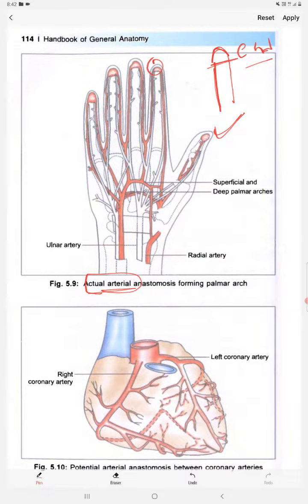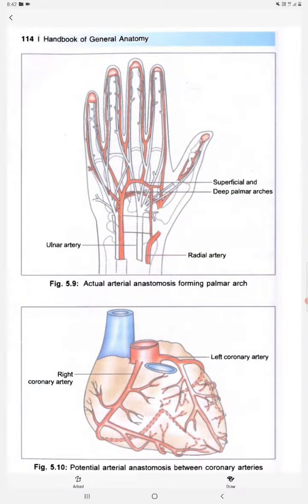And coming to the second picture, we can see the potential arterial anastomosis between the coronary arteries, mainly seen in the heart. If the main artery blocks, then sometimes the anastomosis fails to compensate. That's why it results in heart failure or mild heart attacks like this. Okay, this is all about the arterial anastomosis.